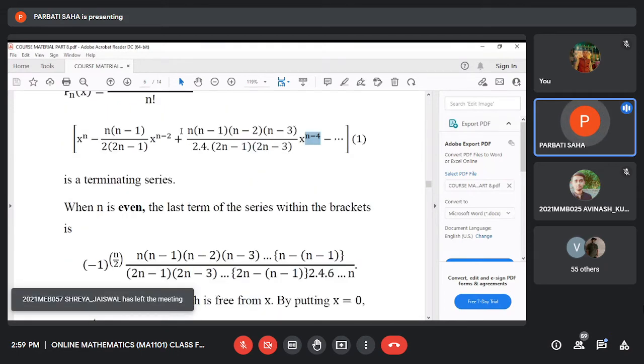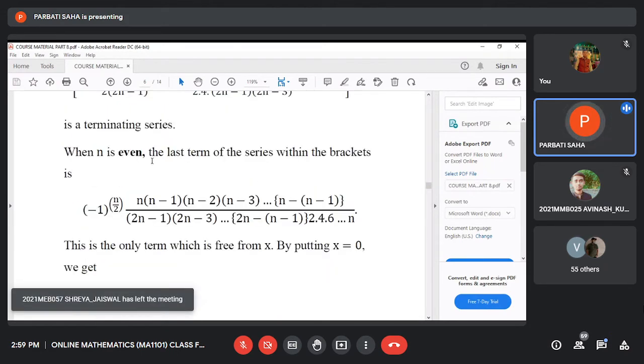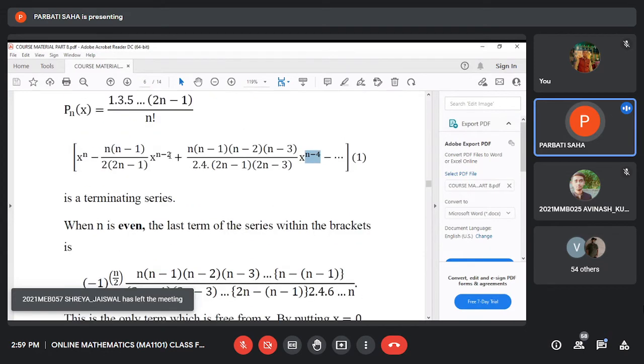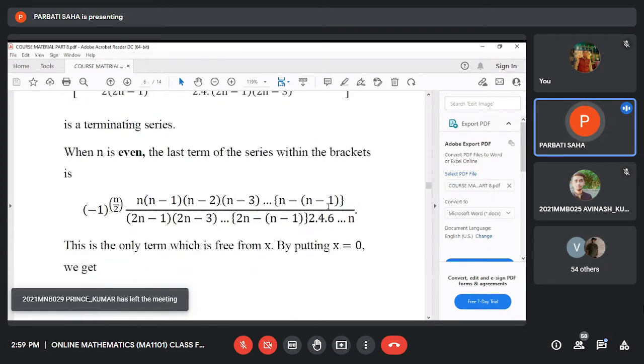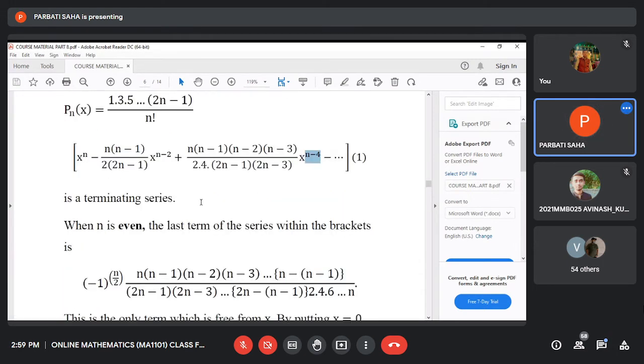So we just separate into two. When n is even, the term within brackets should be given by this. Observe very carefully, then it will be easy to understand. This is n minus 2, this is n minus 4, etc.